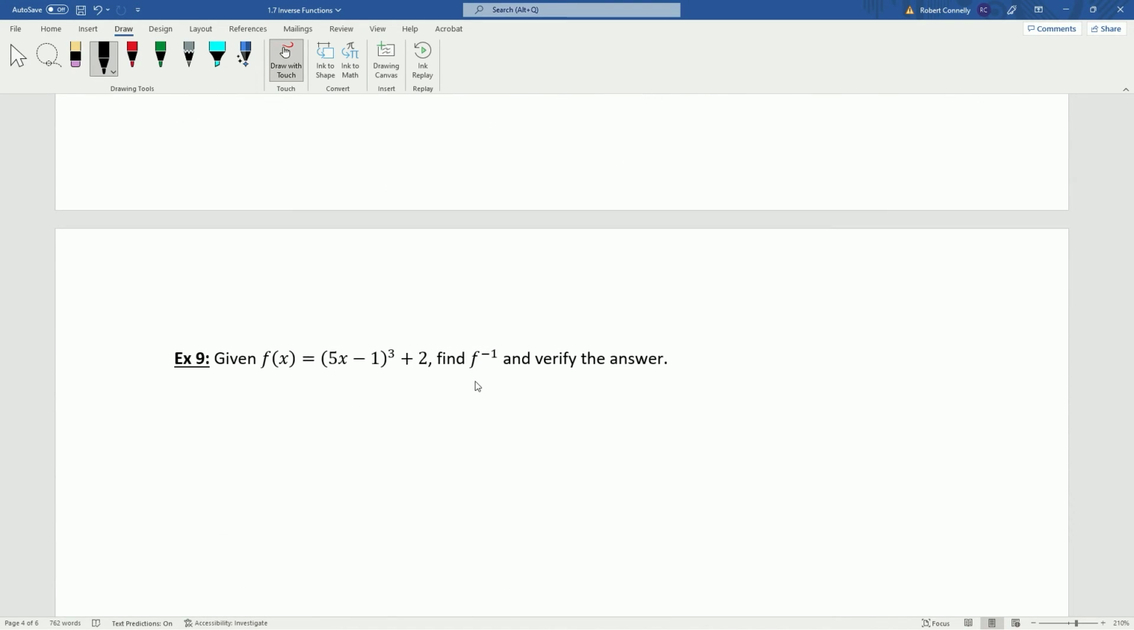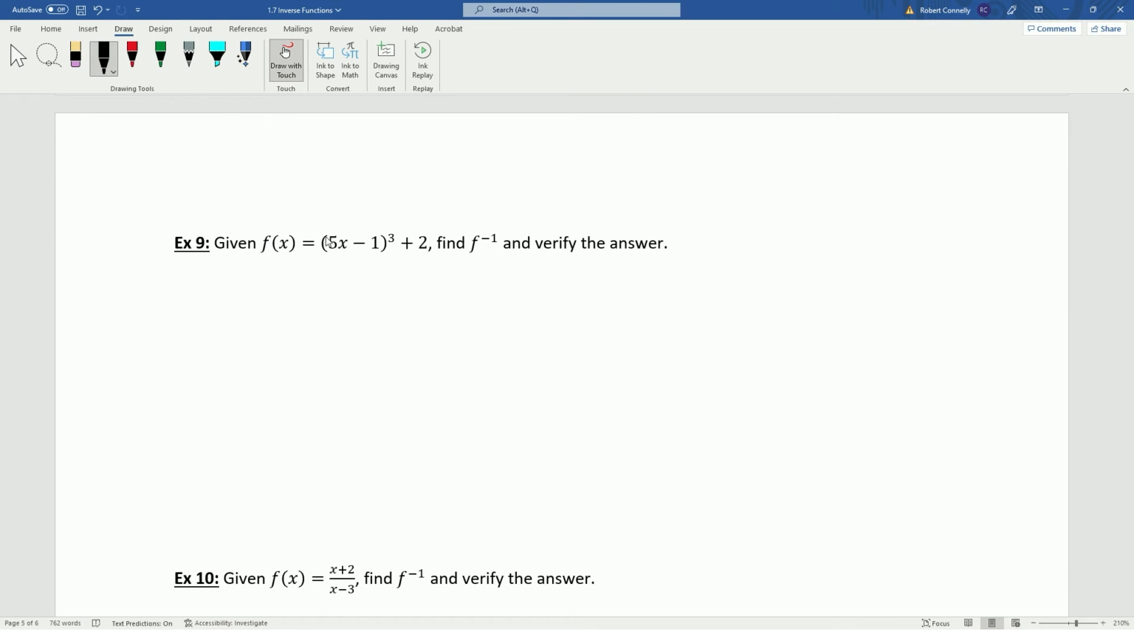Let's take a look here. Given f of x equals (5x minus 1) cubed, plus 2, find f inverse and verify the answer.